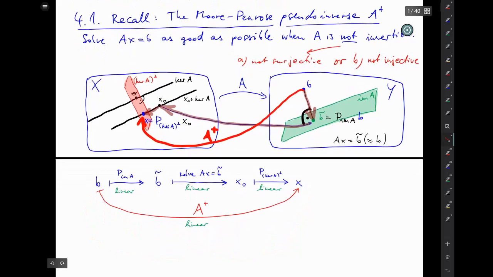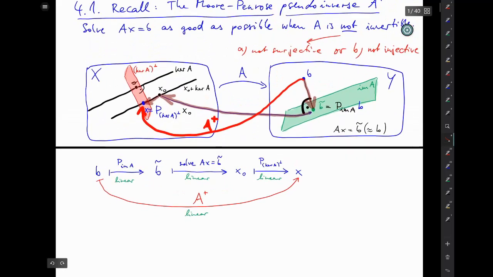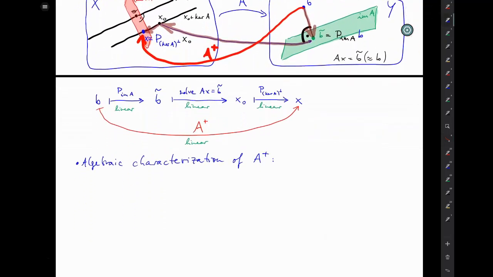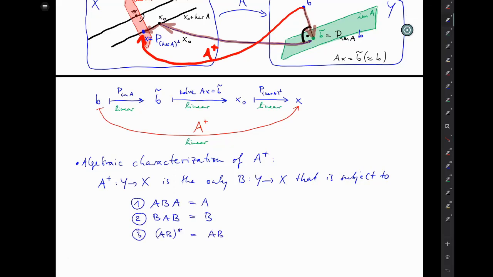But first, let's look at this alternative definition or characterization of the Moore-Penrose inverse. And this was a much more algebraic characterization, and it reads as follows. A plus is the only operator in the corresponding direction that is subject to the following conditions. ABA is A, BAB is B, AB is self-adjoint, and BA also.